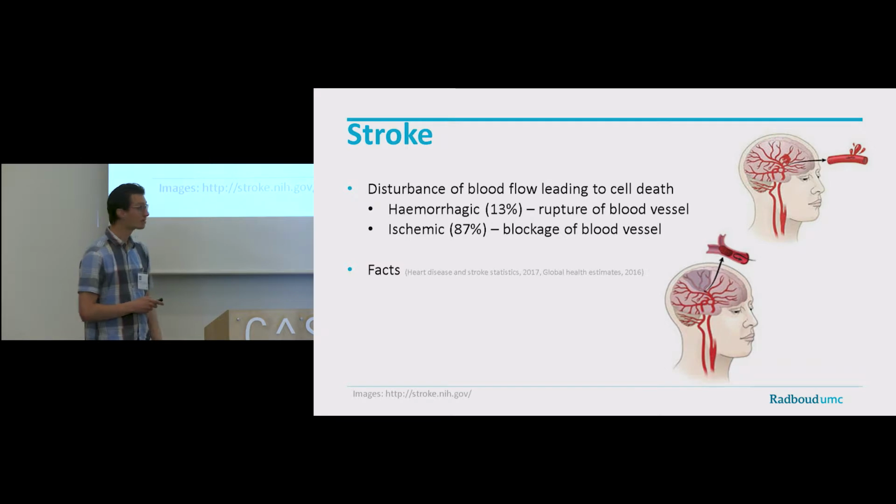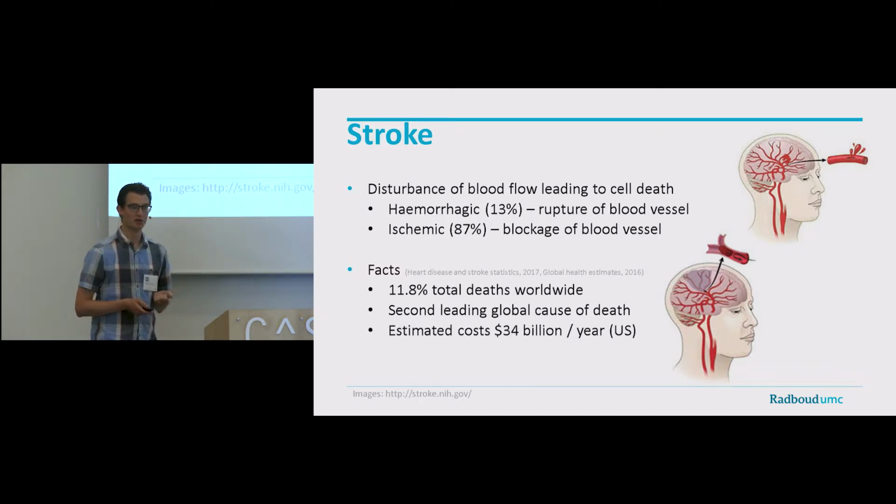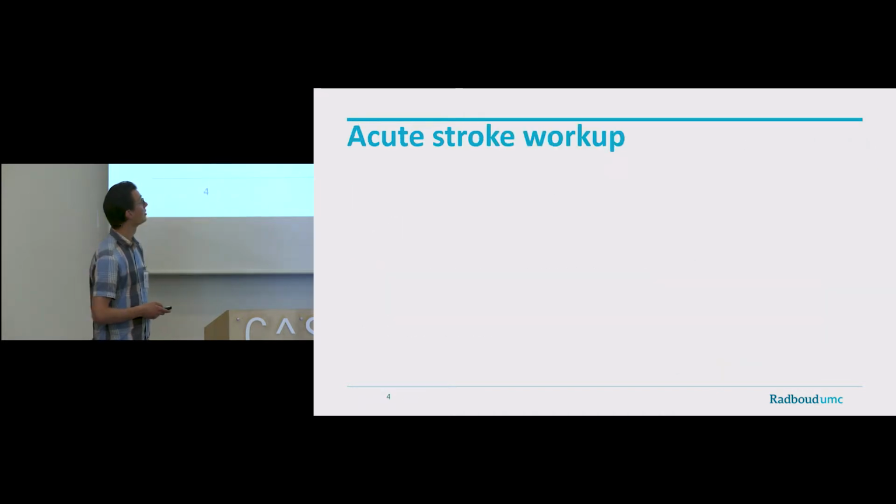So some facts. Around 12% of total deaths worldwide are because of stroke. The statistics are a bit outdated, I know that, and I also saw in the first presentation that it's no longer the second leading cause, but apparently it was at the time. And the estimated cost is approximately 34 billion per year in the United States. So it's a good reason to use imaging to improve this field.